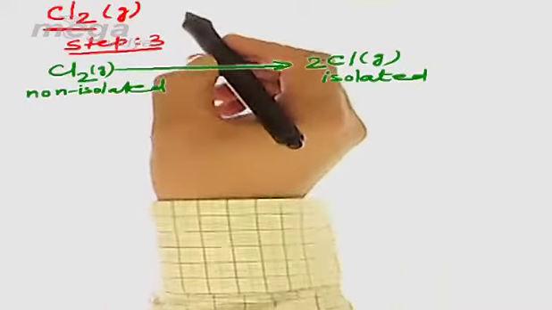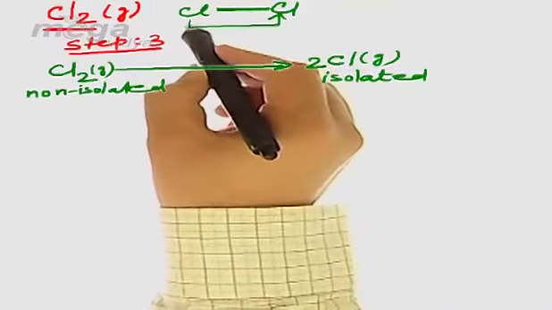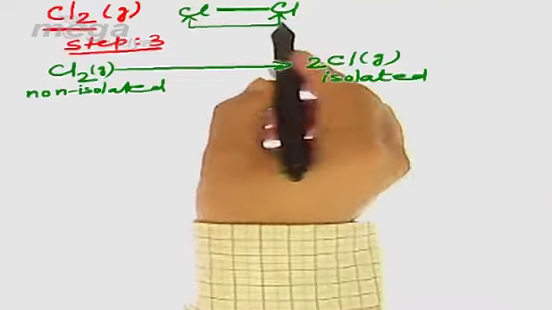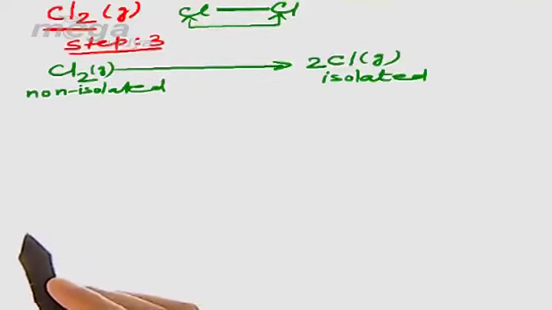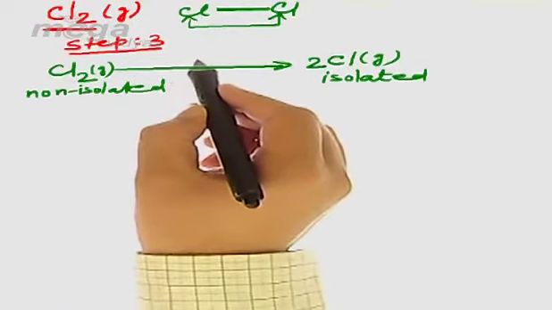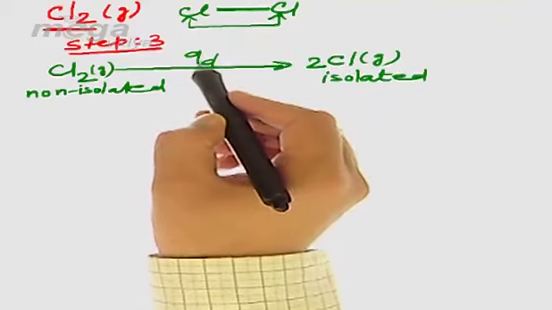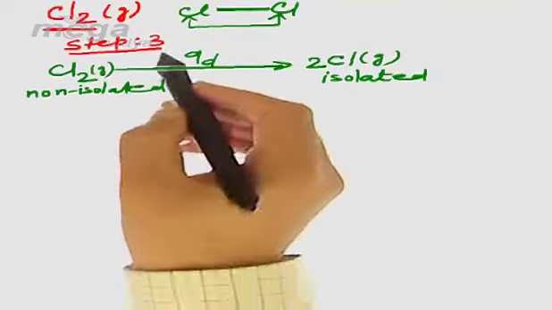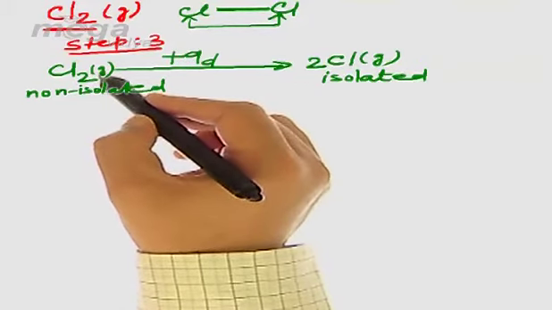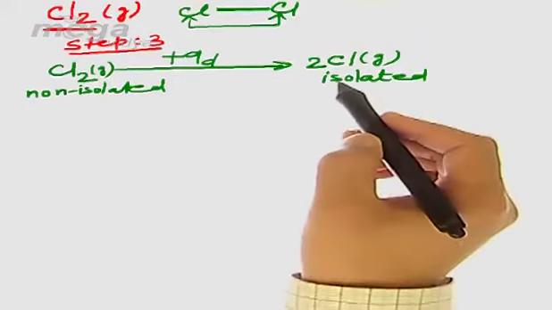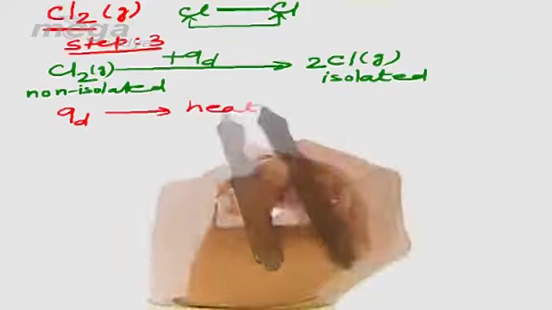Now since we are separating two chlorine atoms which are held to each other, we have to overcome the force acting between those two atoms. To overcome the force, again we need to provide energy, and that will be called heat of dissociation. We are dissociating the bond between two Cl atoms, so we call it heat of dissociation, Q D, where Q is heat and D means dissociation. Here a plus sign will be used, because again we are adding energy to the Cl molecule in non-isolated state to convert it into isolated form. Here Qd represents the heat of dissociation.